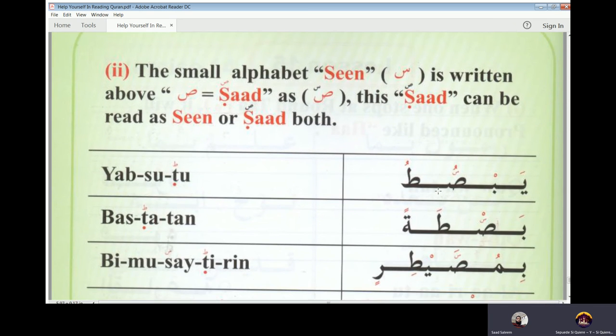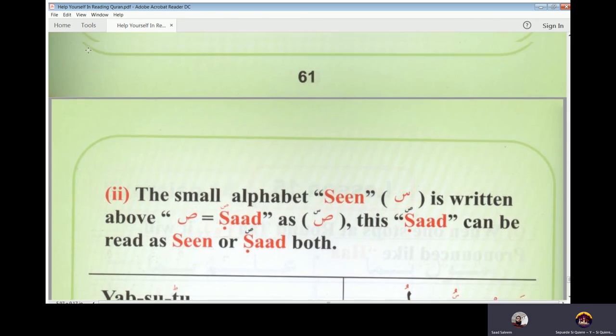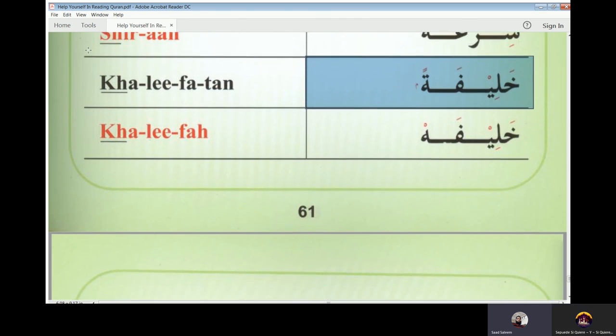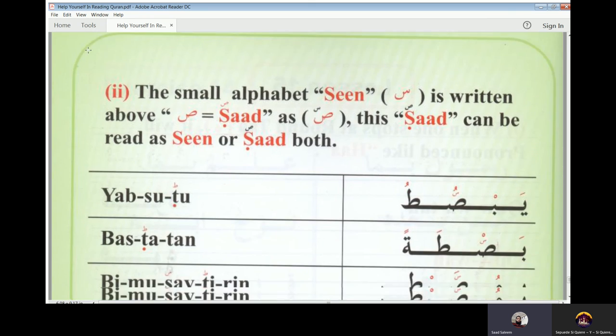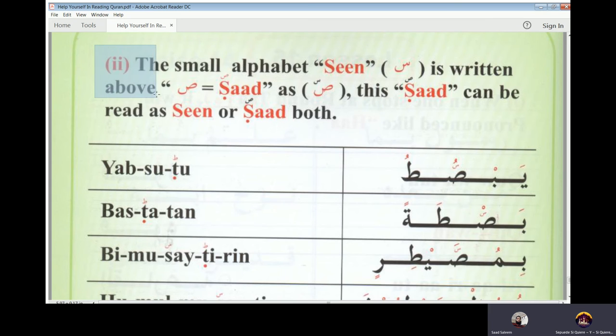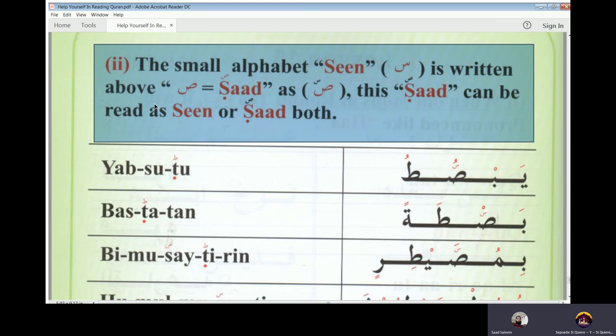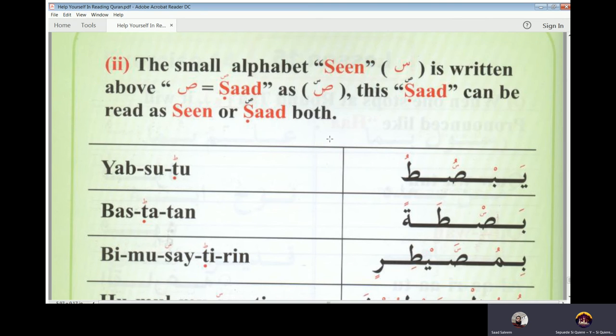Next. And this is when the word is the last word of the sentence. Yes, you're right. Okay. Next. Then the small alphabet seen is written above Saad, as this Saad can be read as seen or Saad both. This is not very important, just continue reading.